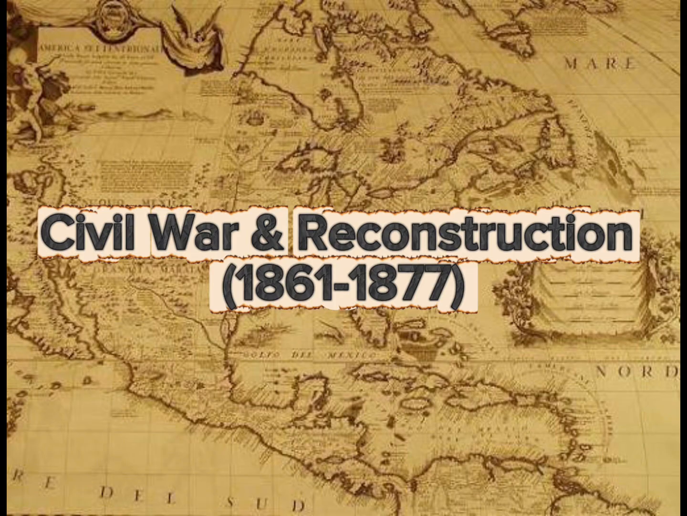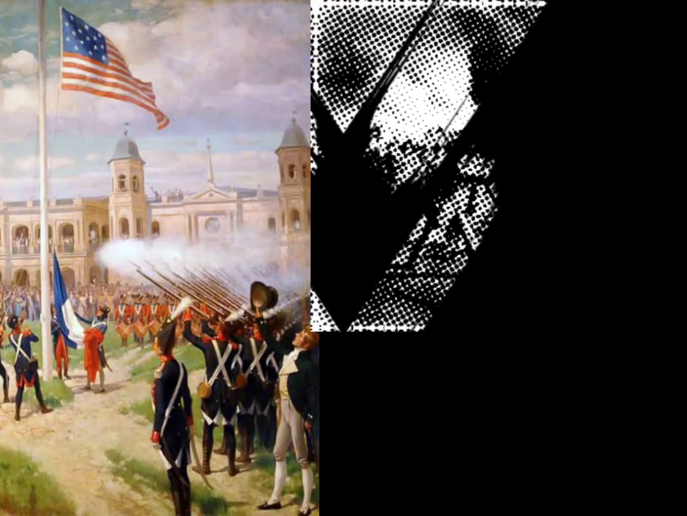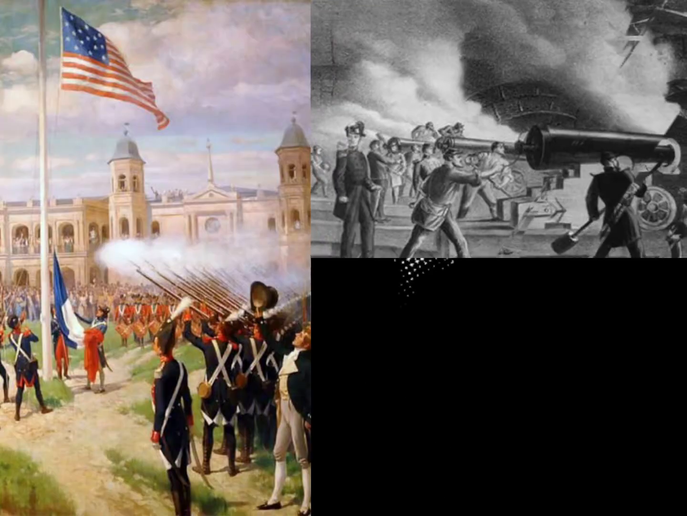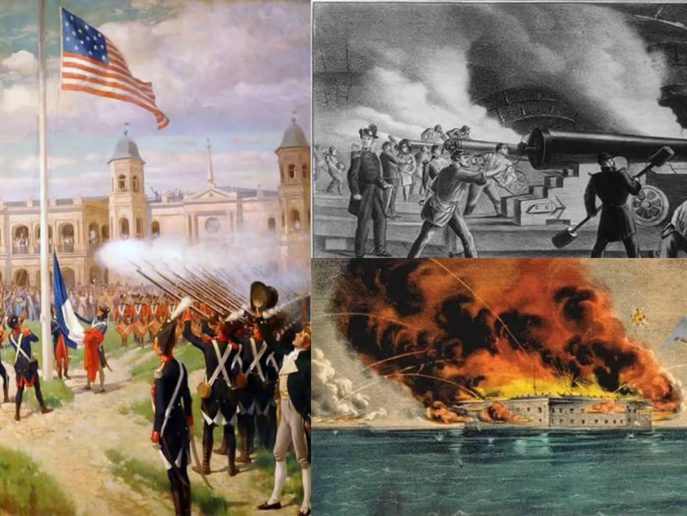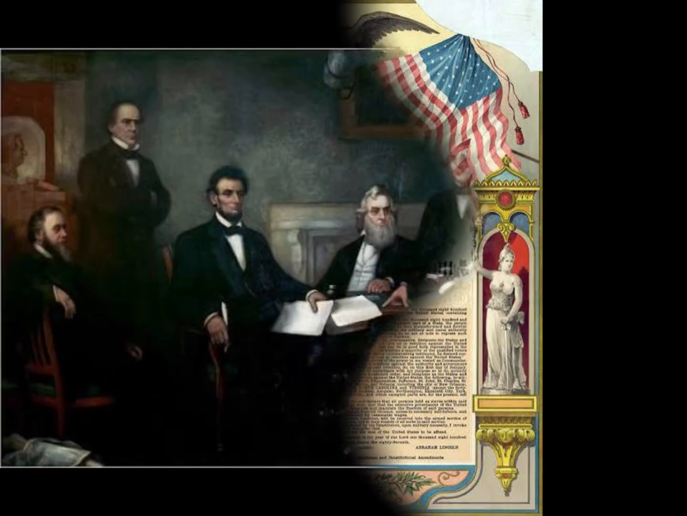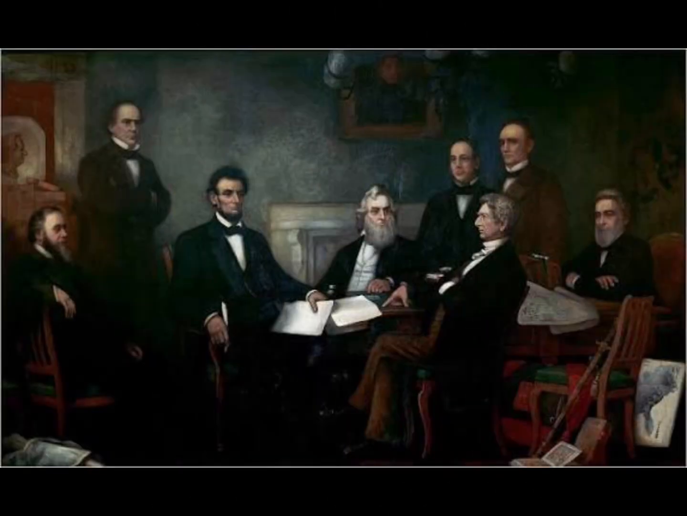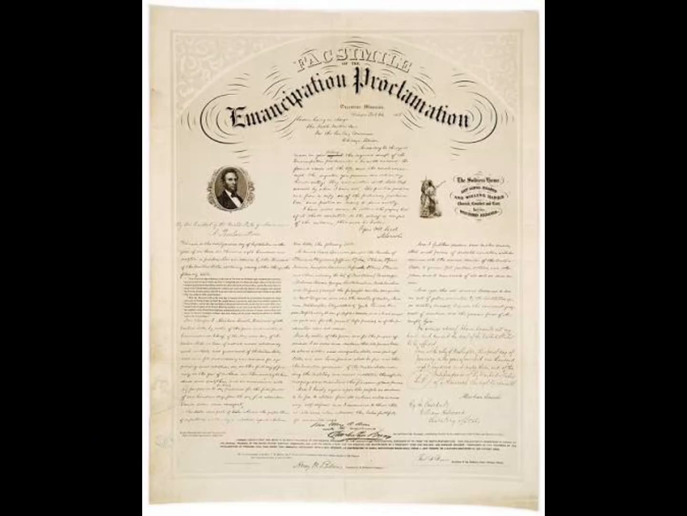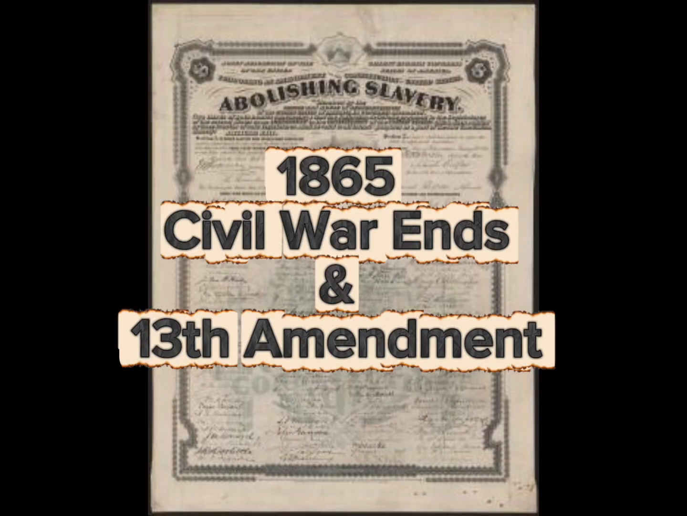Civil War and Reconstruction. The Civil War began in 1861 after long-standing conflicts over slavery and states' rights. The Civil War devastated the nation but ultimately led to a Union victory and the end of slavery. Lincoln's Emancipation Proclamation in 1863 changed the meaning of the war by making freedom a central goal. After four years of fighting, the Confederacy surrendered in 1865, and the U.S. entered the challenging Reconstruction era.